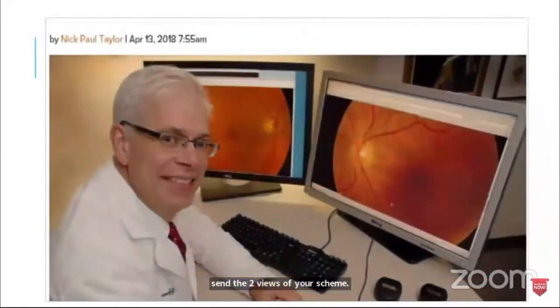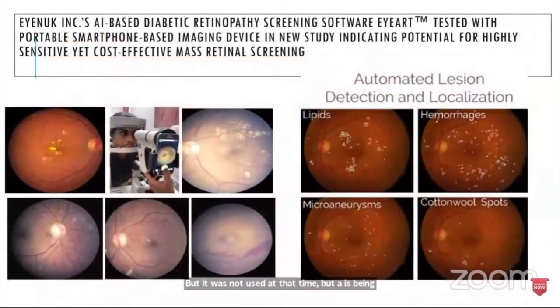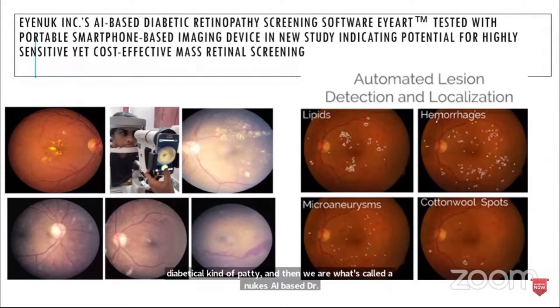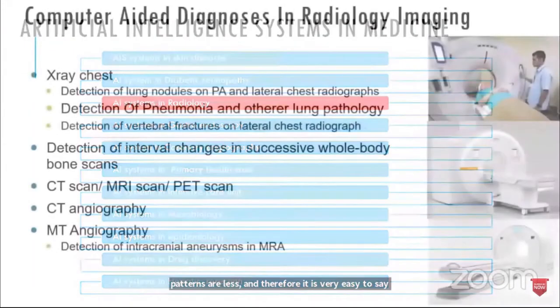Now, the other thing which has been approved by the FDA is diabetic retinopathy. The AI was actually approved first by the FDA for histopathology, but it was not used at that time. But diabetic retinopathy AI is being used for screening of the retina. And then we have what's called IDx's AI-based DR system. And then it's very easy, because the patterns are fewer, and therefore it is very easy to screen, and maybe easy to anticipate. And then we can talk about radiology.